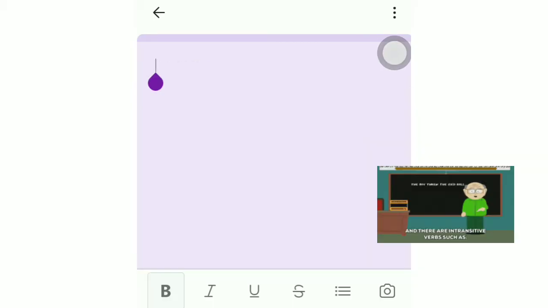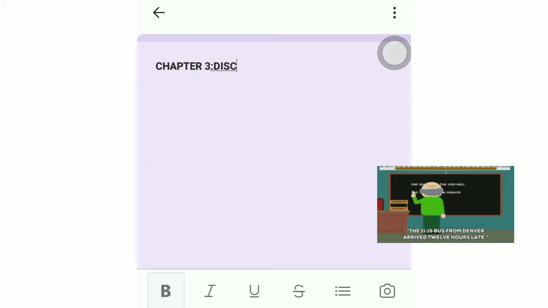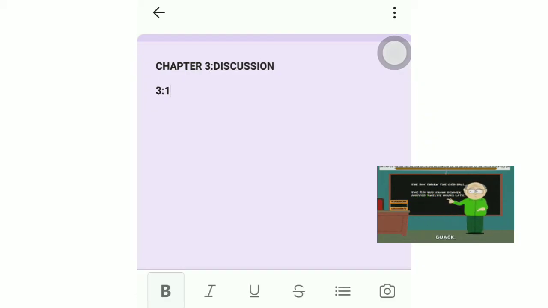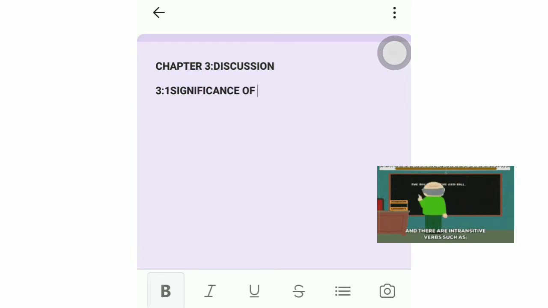The next chapter is discussion, and it has several subchapters. And the first subchapter requires you to highlight the significance of the attachment. You can write 5 to 6 points here.